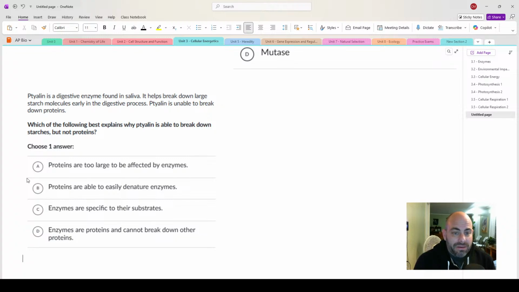Amylase is a digestive enzyme found in saliva. It helps break down large starch molecules early in the digestive process. That is unable to break down proteins. This is similar to the one we had earlier. Enzymes are specific to their substrates. C is the correct answer.